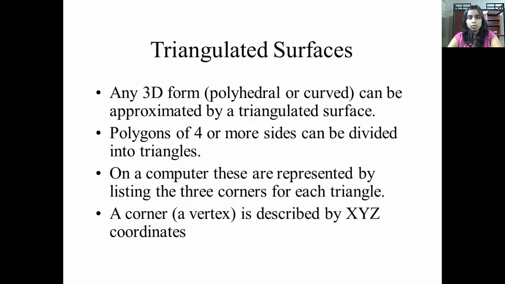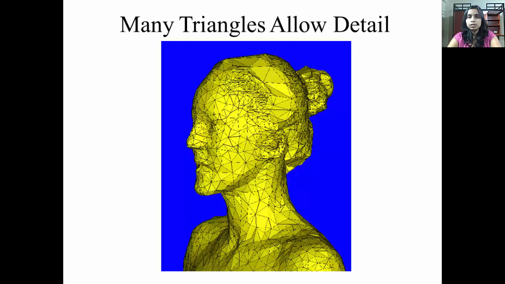So the polygon with more sides can be divided into triangles. On computer, these are represented by the list of the vertices which can be counted in the anti-clockwise direction. The vertex can be described by the XYZ coordinates. The figure shows the number of the tessellated triangles which consist of the STL file. In this way, the surface of the geometry is tessellated into different numbers of triangles.